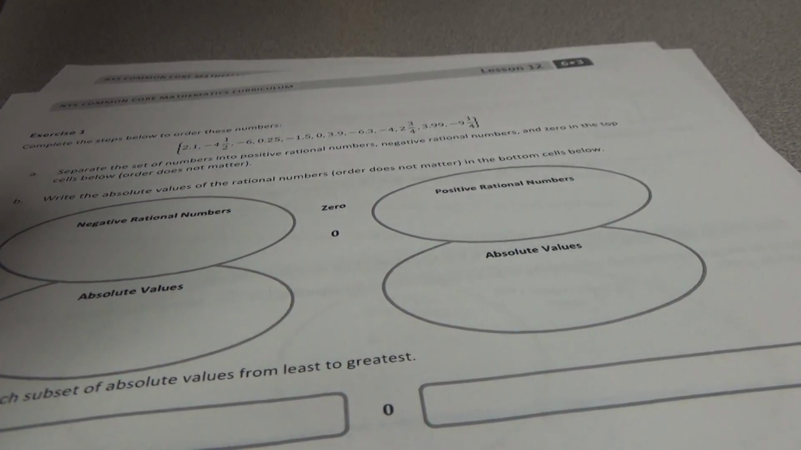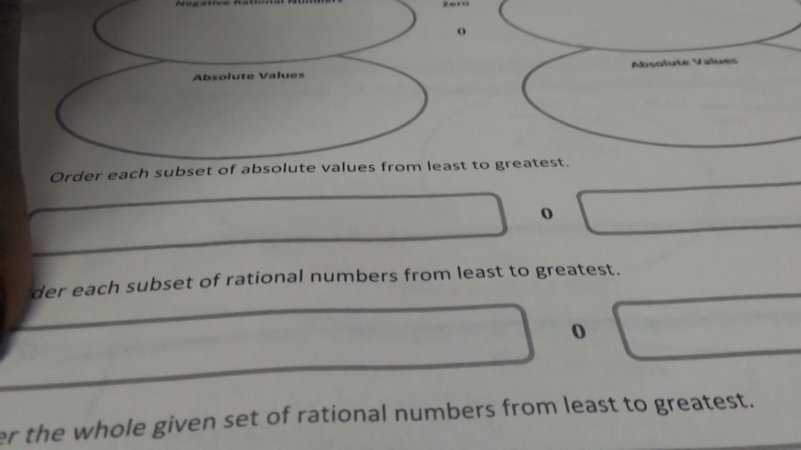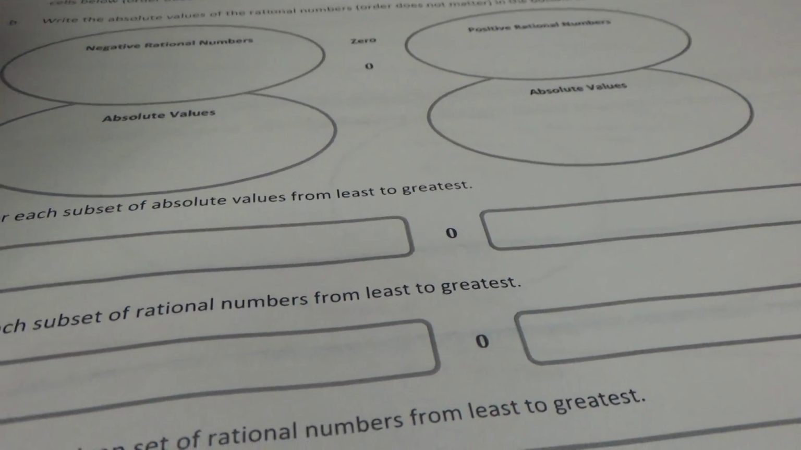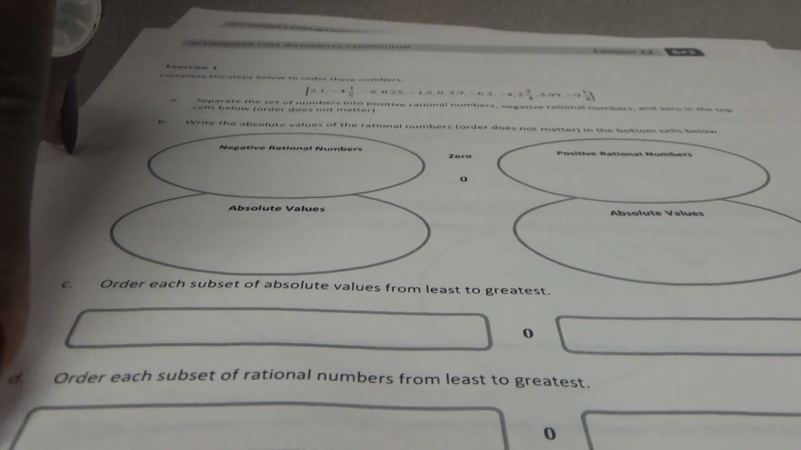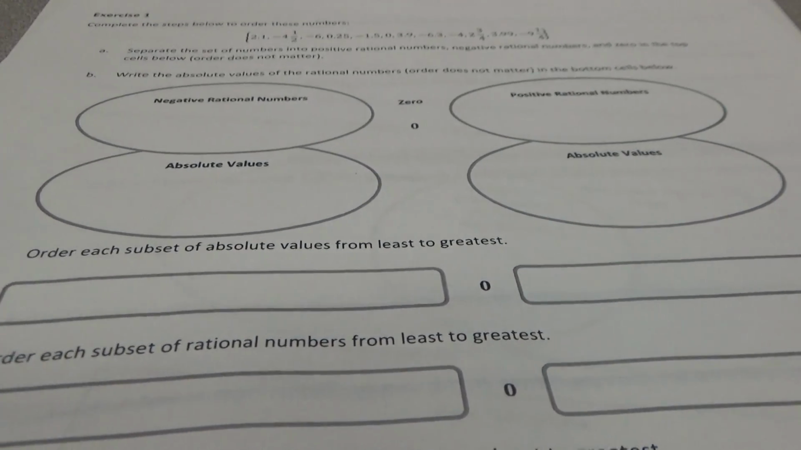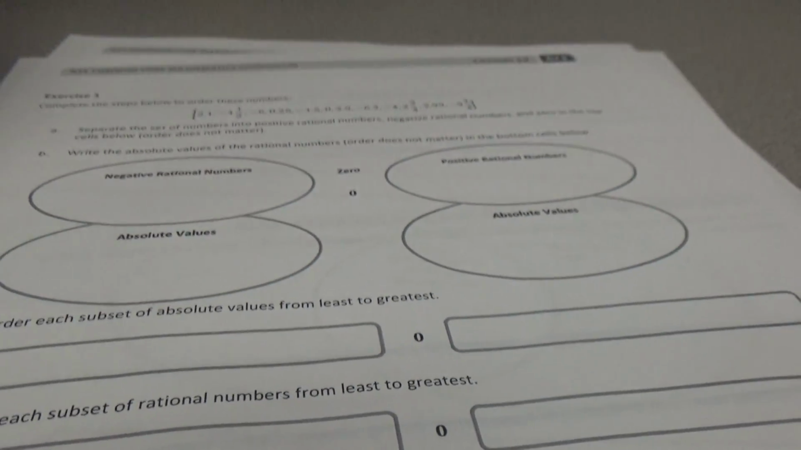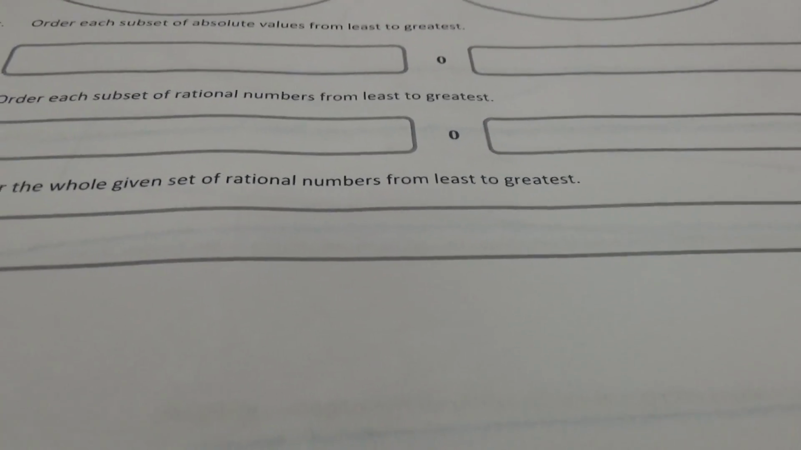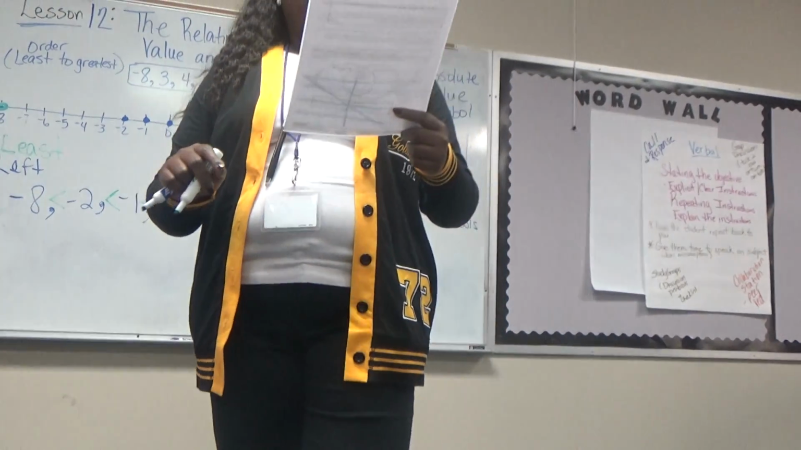When you get down to the next box, it says order each set of rational numbers from least to greatest. Again, you're doing the same thing, but you're using the rational numbers, okay? And then when you get to the bottom, order the whole given set of rational numbers from least to greatest. That's all of these numbers. You're going to put them in order from least to greatest.